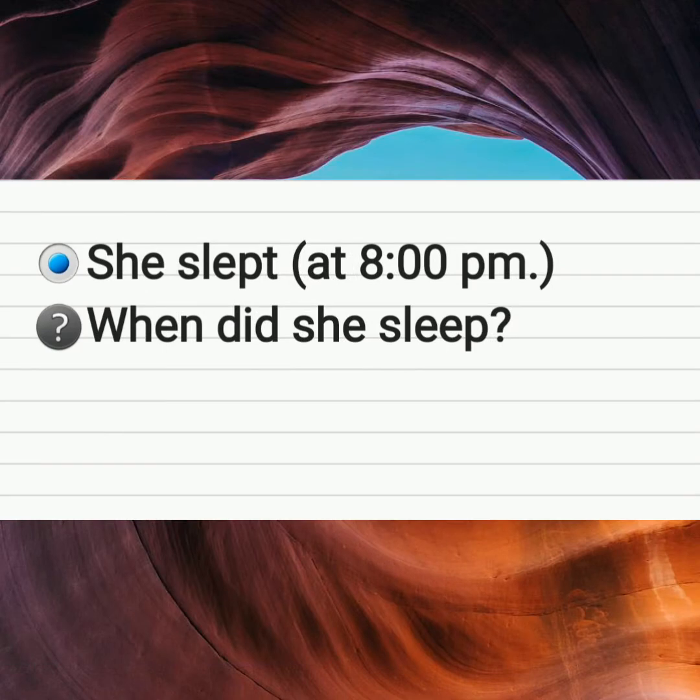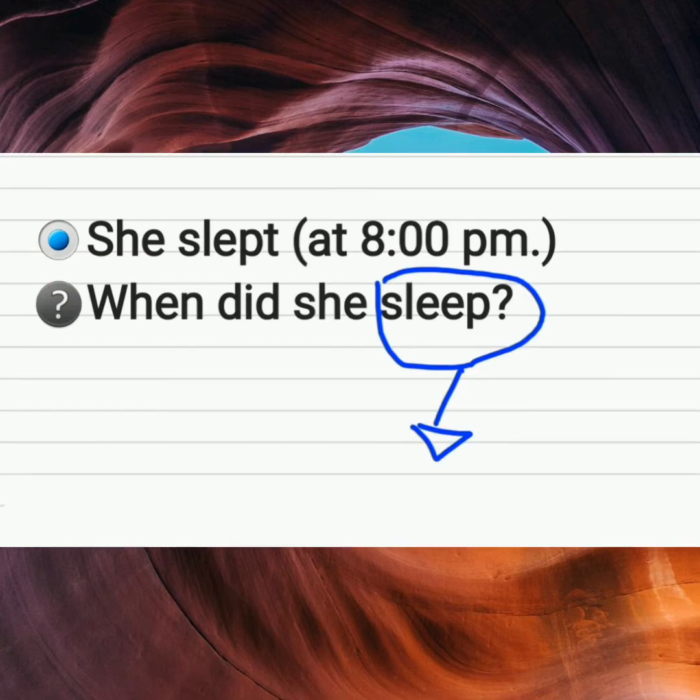When did she sleep? As you see, we changed the verb to sleep. We didn't use slept in the WH question. Okay, so sleep is a base form. So one of the important steps in making a WH question is to change the verb to its base form. You cannot say, when did she slept? It's not correct. Okay, so pay attention.